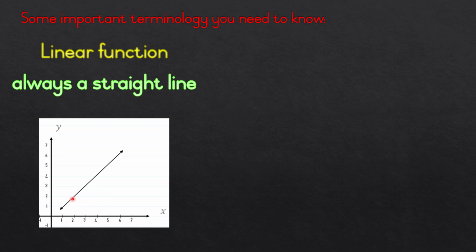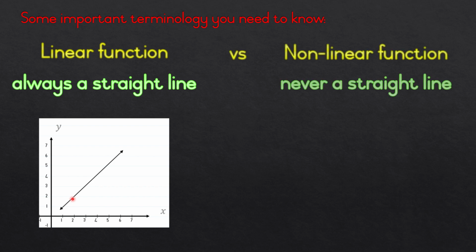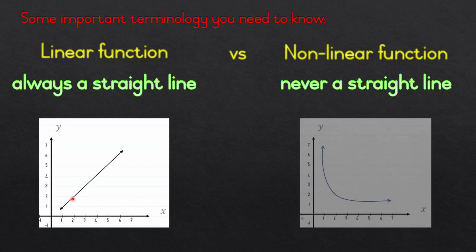Okay, so if it's not linear, then it's called nonlinear. And it is not a straight line. It is curved. So if at any point in a graph you can't connect the dots with the ruler, then it is not a straight line. Okay, it is as simple as that.